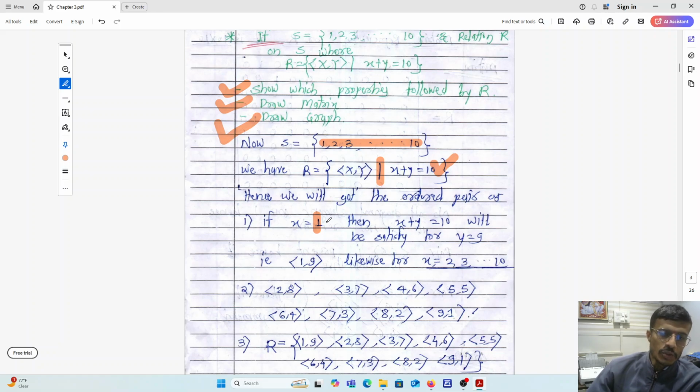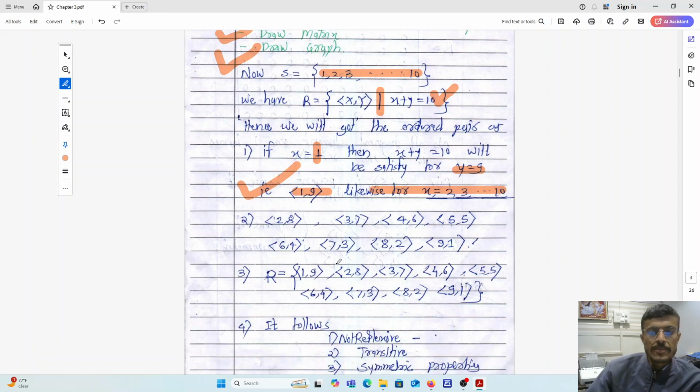Whenever x is 1 and y is 1, x plus y will be 2. It is not going to satisfy the condition. So to satisfy the condition for x equal to 1, we must take y equal to 9. So the first ordered pair, which has domain 1, must give range 9, and this is the first ordered pair, that is 1 comma 9. Likewise we have to find the ordered pairs for x equal to 2, 3 up to 10. So these are the possible ordered pairs.